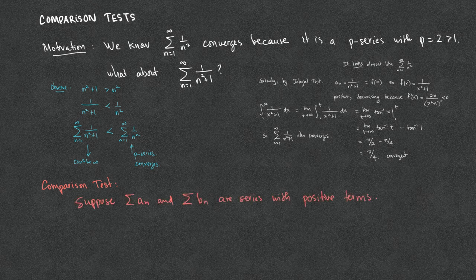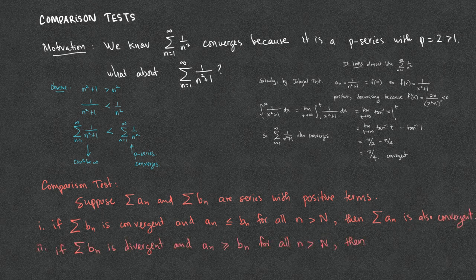The comparison test states that if there are two series where the terms are positive, if b sub n is convergent and a sub n is less than or equal to b sub n for all n after some n terms, then the series a sub n is also convergent. If the series b sub n is divergent and a sub n is greater than or equal to b sub n for some n terms, then the series a sub n is also divergent.